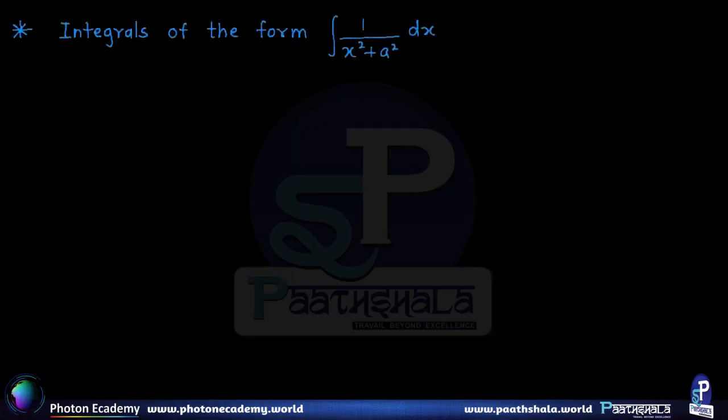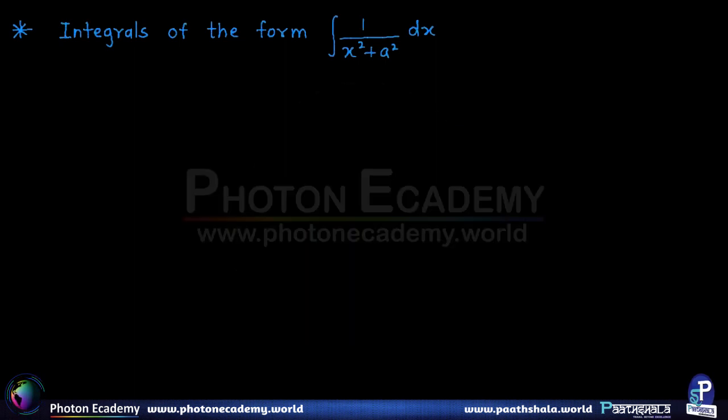Now let us study how to integrate the integrals of the form integral of 1 upon x square plus a square. So here, as we know, x is the variable of integration and a is any real constant. Now to solve this type of integral, we again use the substitution method.